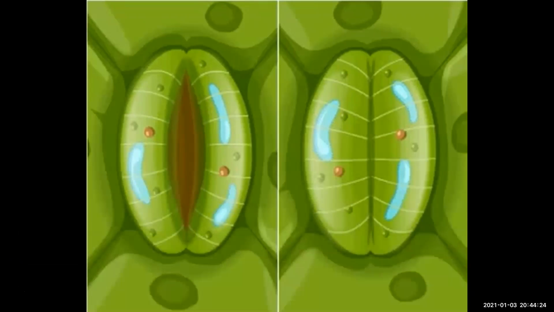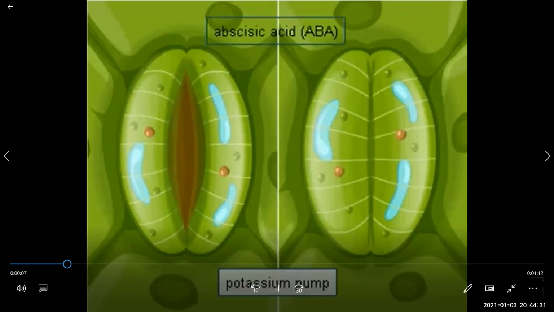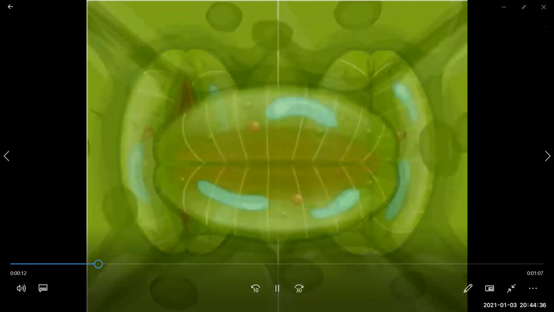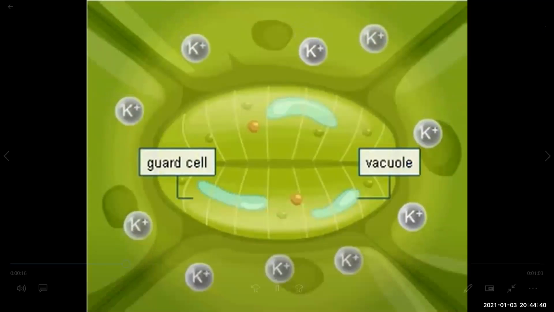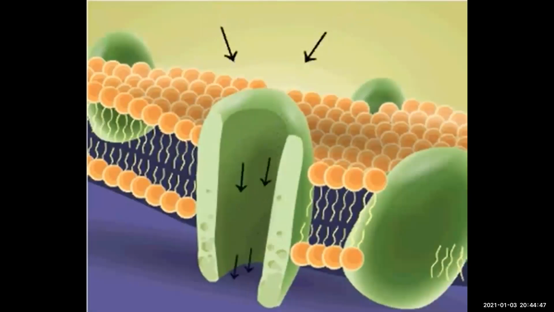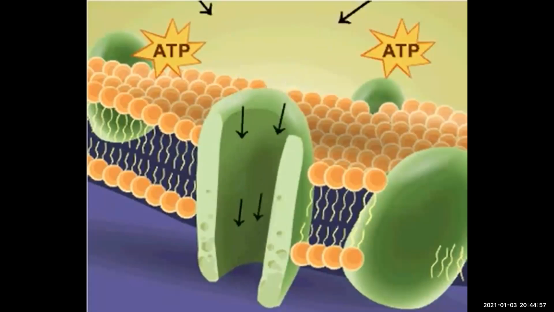The opening and closing of a stoma occurs by means of a potassium pump. This mechanism is also controlled internally by a plant hormone, abscisic acid or ABA. An external factor, light, causes potassium ions to move into the guard cells from the surrounding epidermal cells. Potassium ions move by active transport through specific channels in the cell surface membrane of the guard cells. This transport requires the presence of adenosine triphosphate or ATP.